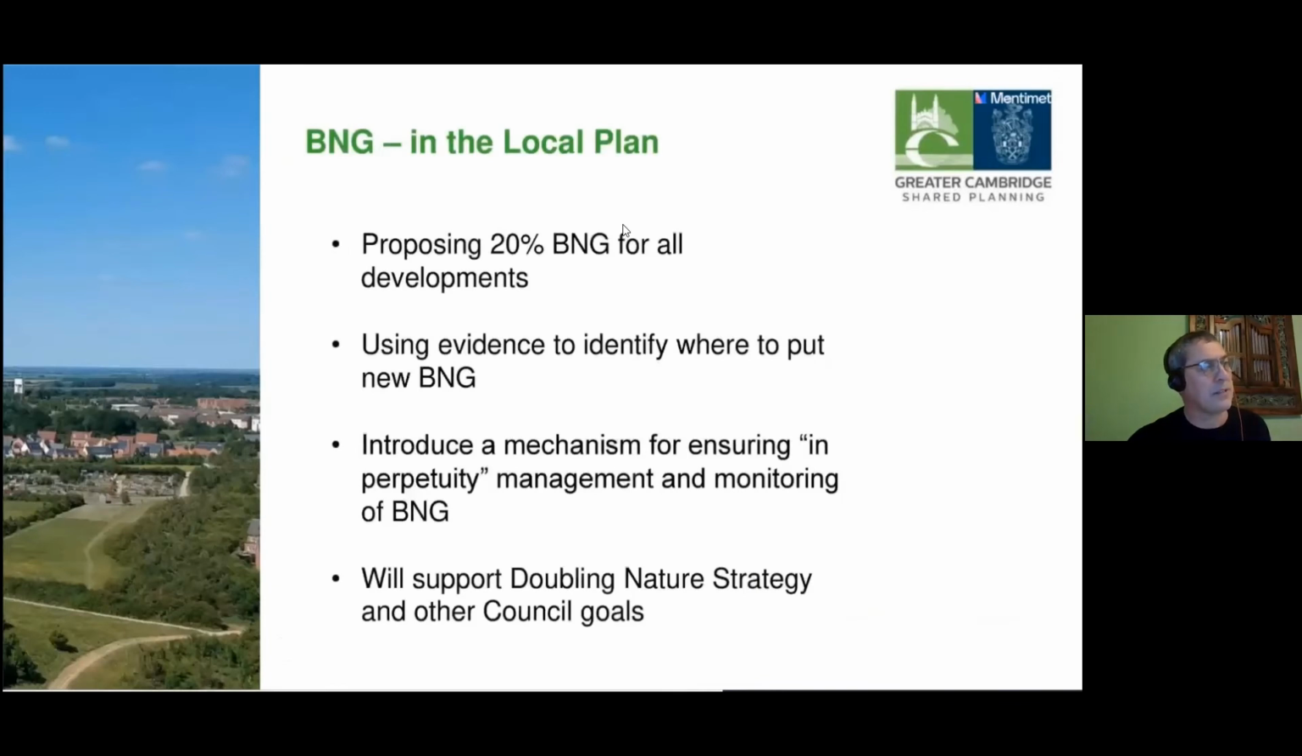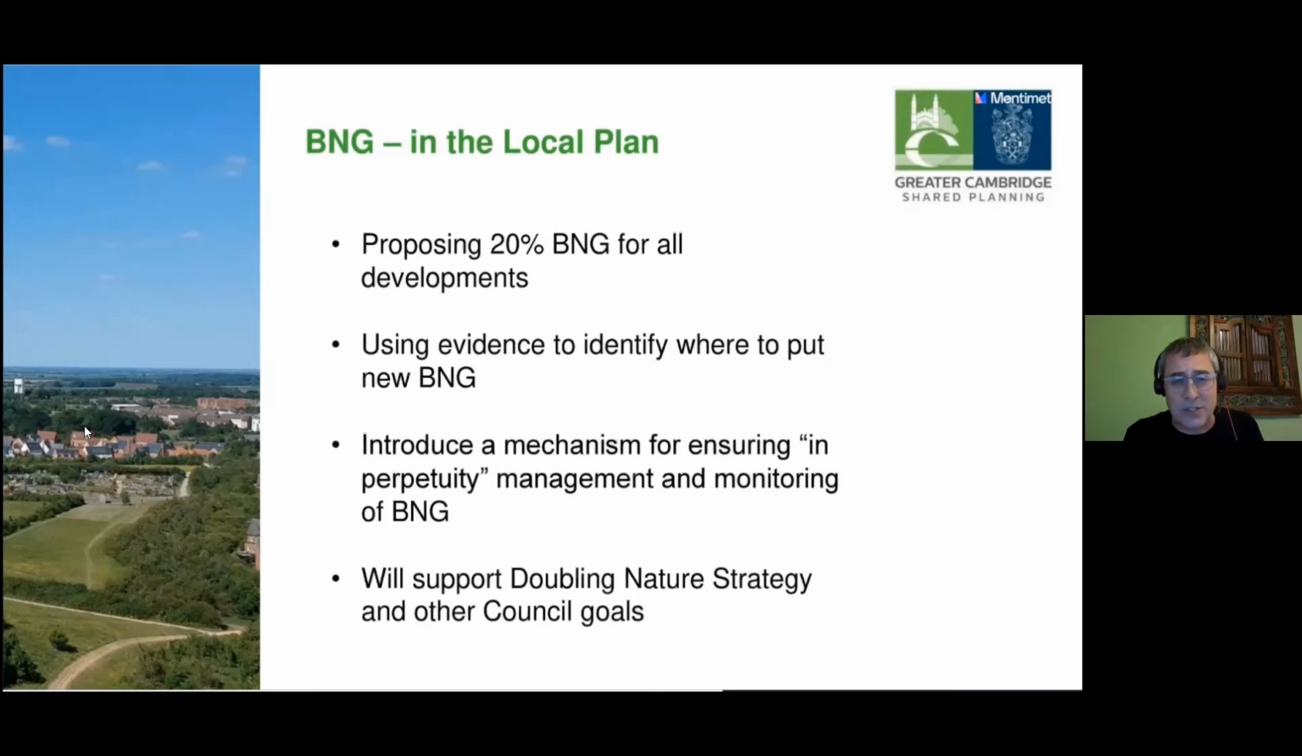So that takes us on to BNG and the local plan, my final slide, and really just to say that, as I've already said, we are looking at 20% biodiversity net gain for all developments in the forthcoming local plan. That's part of the first conversation. We're using evidence, as we've already seen from Diana's presentation, to identify where to put that BNG. We're going to introduce a mechanism for ensuring in perpetuity.